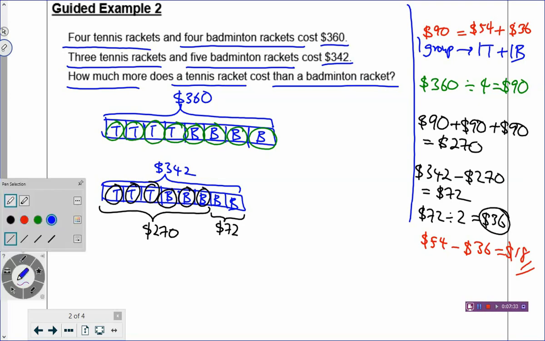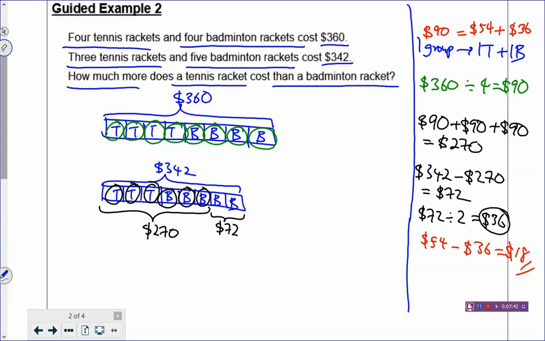So if you see equal number of things, for example you have 4 tennis and 4 badminton rackets, immediately you can start to create one group which has 1 tennis and 1 badminton racket. Let's say maybe the problem says there are 10 tennis rackets and 10 badminton rackets. Then you can also make one group with 1 tennis and 1 badminton racket. Okay, and then you can use that one group to solve the problem, by finding how many groups there are in the problem.